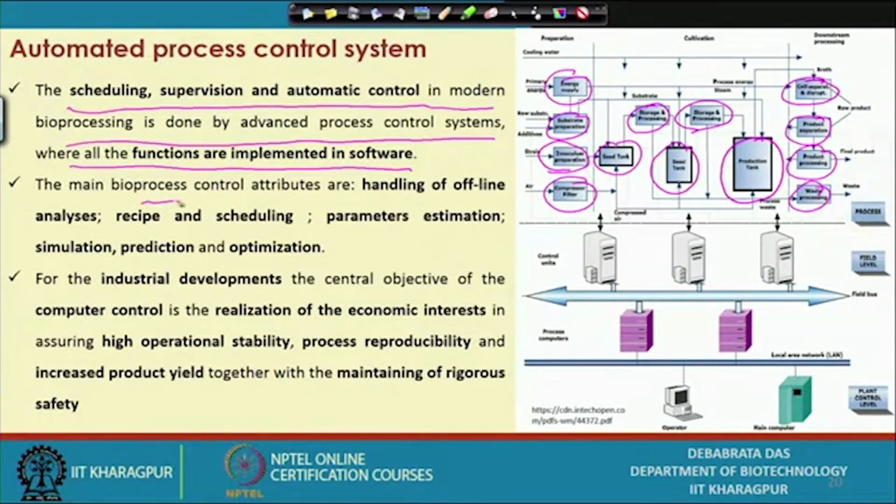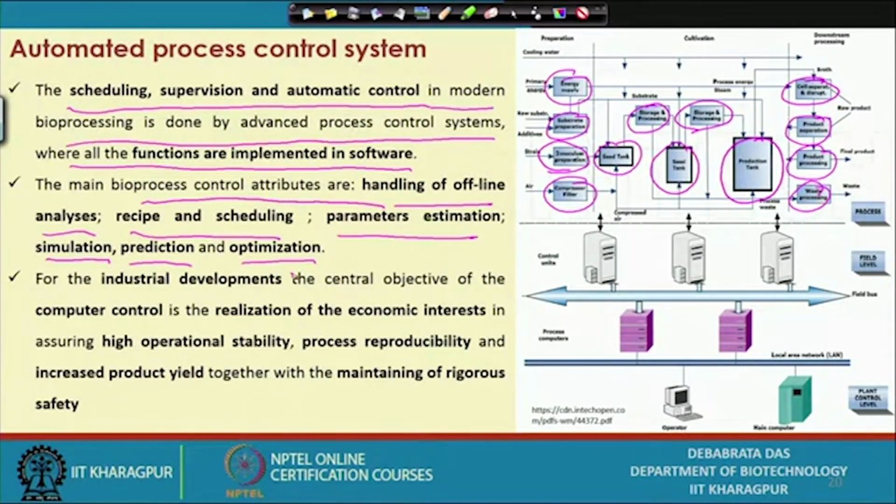The main purpose of bioprocess control attributes is the handling of offline analysis. Offline means we take the material out, then analyze, and recipe and scheduling, parameter estimation, simulation and prediction, and optimization. So, we monitor from outside, we take the sample. I can give the example of online, that we have two types of analytical systems, online and offline.